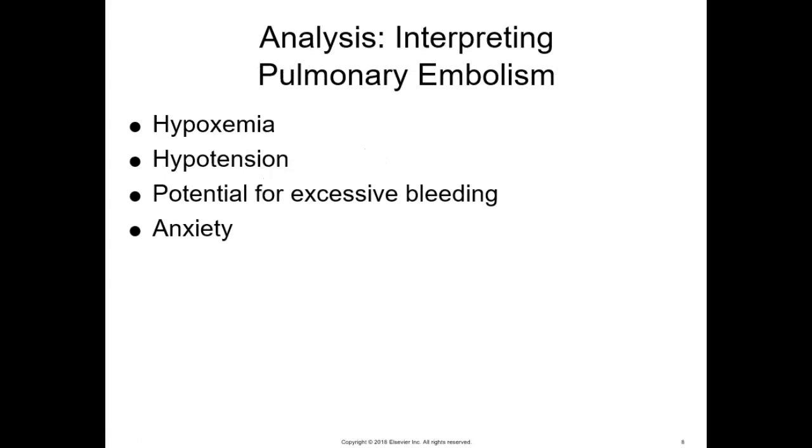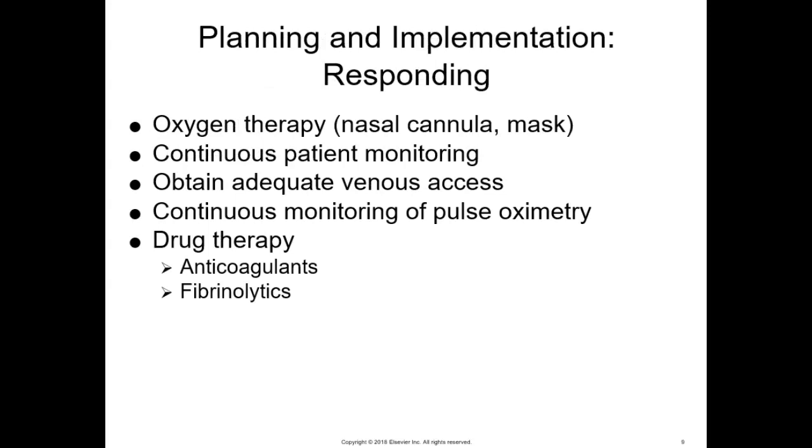So my priority problems in my patient with a PE include hypoxemia, hypotension, potential for excessive bleeding, and anxiety. Under planning and implementation, responding. When a patient has a sudden onset of dyspnea and chest pain, immediately notify the rapid response team. Reassure the patient, elevate the head of the bed, prepare for oxygen therapy and blood gas analysis, while continuing to monitor and assess for other changes. Under planning expected outcomes, the patient with PE is expected to have adequate tissue perfusion in all major organs.